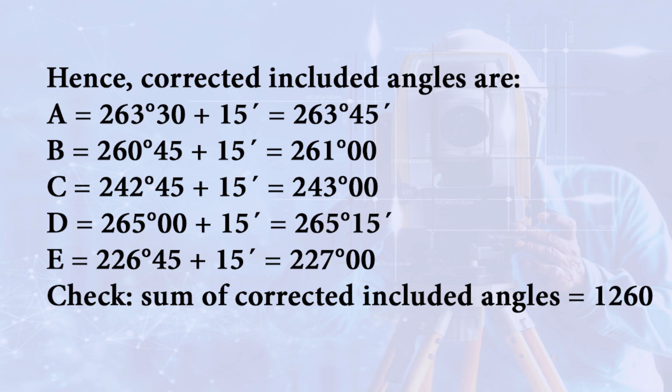So, angle A will be 263 degree 30 minutes plus 15 minutes, which will result in 263 degree 45 minutes. Angle B will be 260 degree 45 minutes plus 15 minutes. It will result in 261 degree. Angle C will be 242 degree 45 minutes plus 15 minutes, which will result in 243 degree. Angle D will be 265 degree plus 15 minutes, which will result in 265 degree 15 minutes, and angle E will be 226 degree 45 minutes plus 15 minutes, which will result in 227 degree.